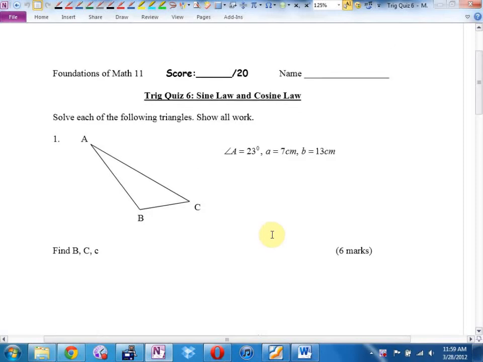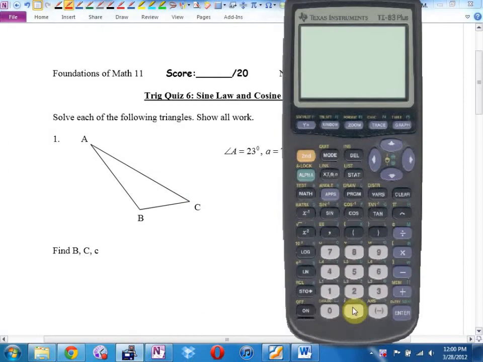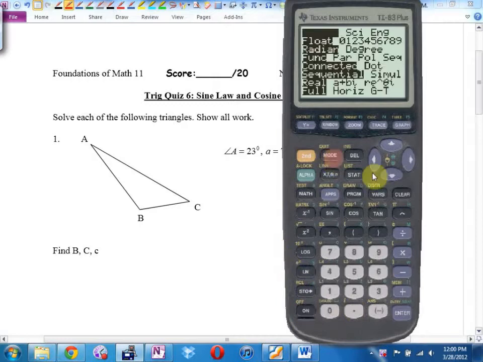Trig quiz number 6. Sine law and cosine law. And I need to make sure that I am in degrees, because right now I bet you I'm in radians on my graphing calculator, because I had Math 12 earlier today. Yes, I am.